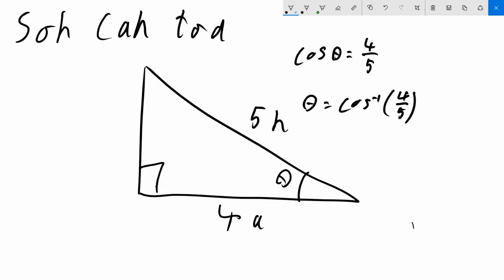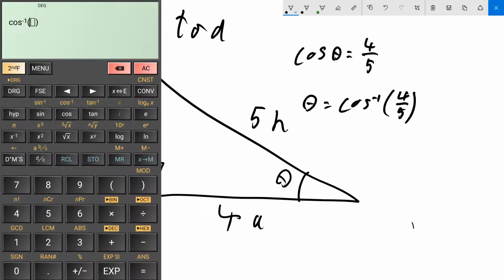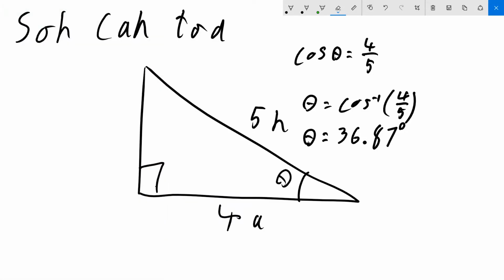So let's do that. Theta is equal to cos^-1 of 4 divided by 5, and we can see we get theta is equal to 36 point, rounding to 2 decimal places, 87 degrees. It's the exact same degrees, and you'll see that when we go to do sine, it's going to give us the same angle. So let's do sine now.